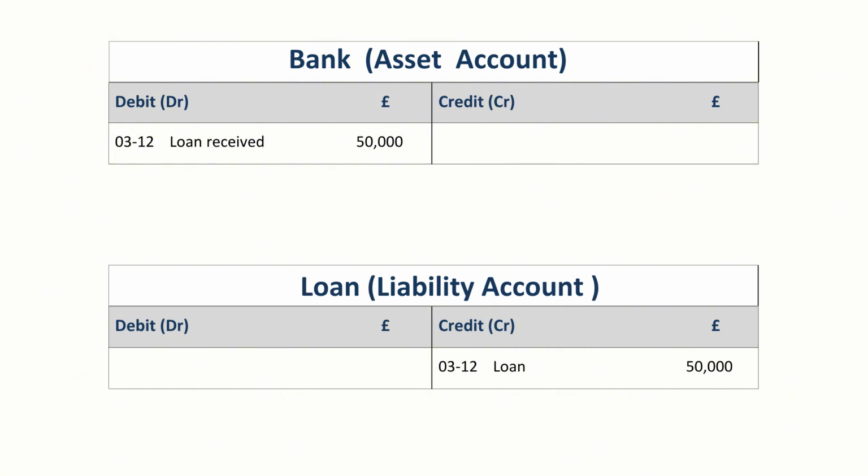Next, the business takes out a £50,000 loan from the bank. That increases our bank, so debit bank. This increases our loan, which is a liability account, so credit loan.